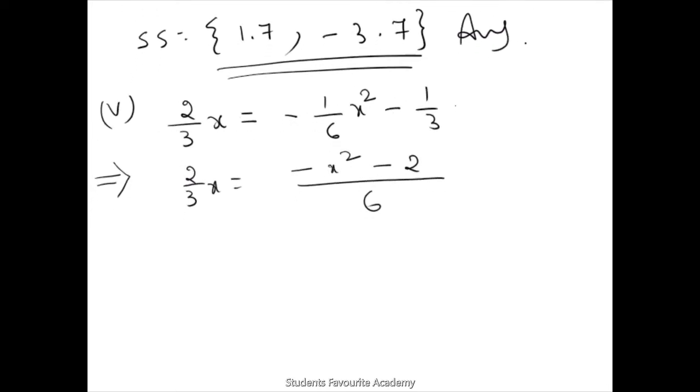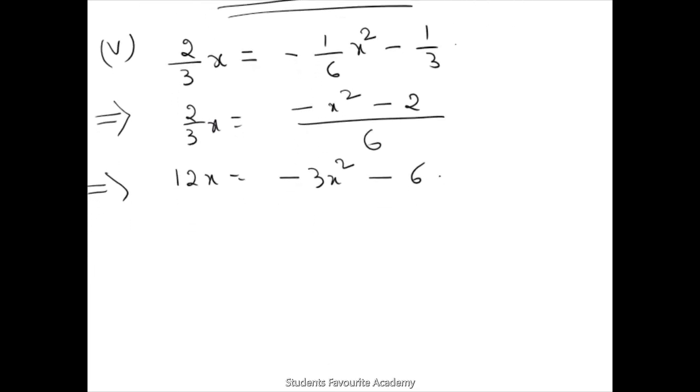So now if you cross multiply, this will become 6 into 2, 12x is equal to, now 3 will multiply this side when it goes, so minus 3x square and minus 6, right? So now when you bring all those things this side, these two terms, it will become plus 3x square plus 12x plus 6 is equal to 0.